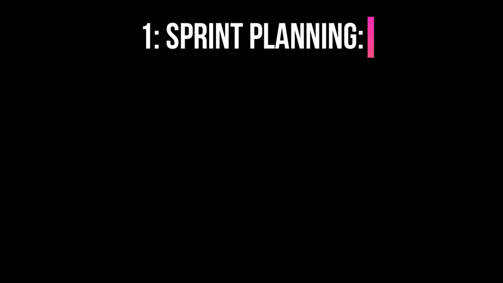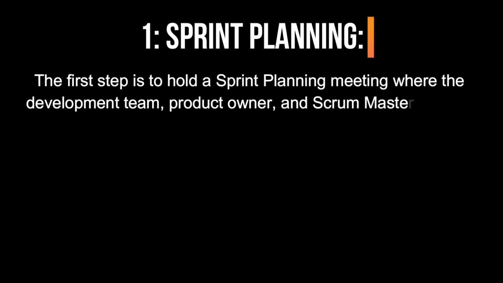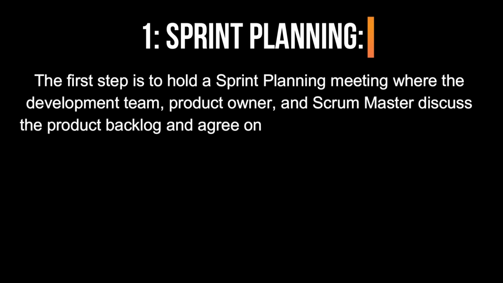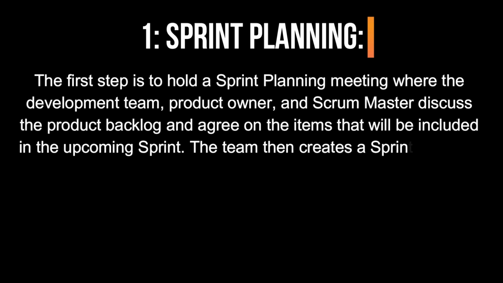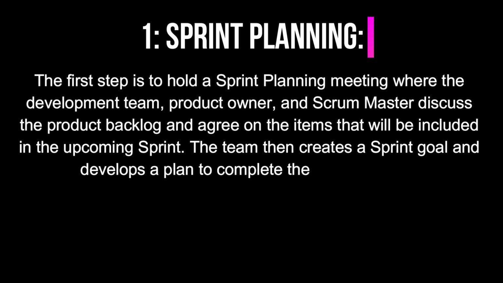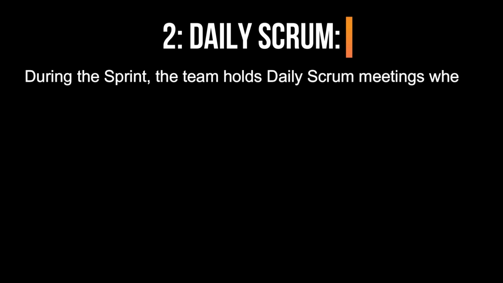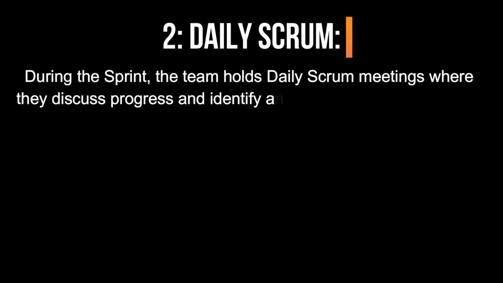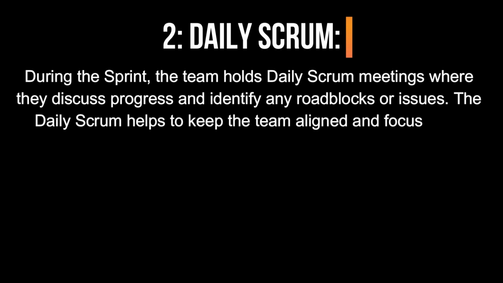1. Sprint Planning. The first step is to hold a sprint planning meeting where the development team, product owner, and Scrum Master discuss the product backlog and agree on the items that will be included in the upcoming sprint. The team then creates a sprint goal and develops a plan to complete the selected items. 2. Daily Scrum. During the sprint, the team holds daily Scrum meetings where they discuss progress and identify any roadblocks or issues. The Daily Scrum helps to keep the team aligned and focused on achieving their sprint goal.